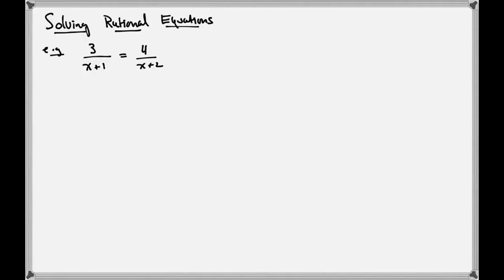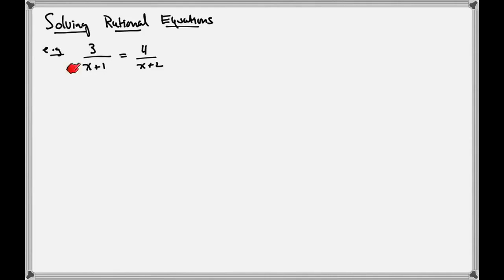Now that we've learned how to manipulate rational expressions algebraically, let's talk about solving equations that involve rational expressions. And so here I have 3 over x plus 1 is equal to 4 over x plus 2. A simple equation like this can be solved via cross multiplication.